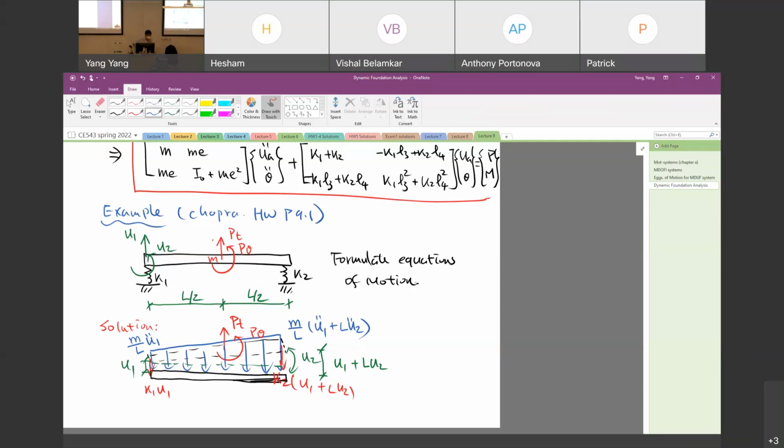if you select different degrees of freedom to describe the motion of the rigid bar, then the problem will be a little bit different. As you can see, before we used the rotation and the position of the centroid of the mass. That would be the easiest one to solve. And if we select the displacement of one end of the beam, the solution would be a little bit more challenging.